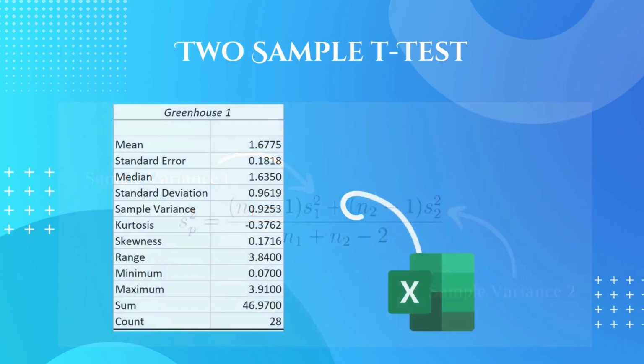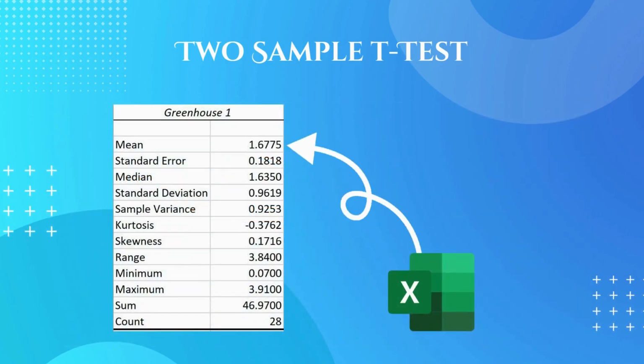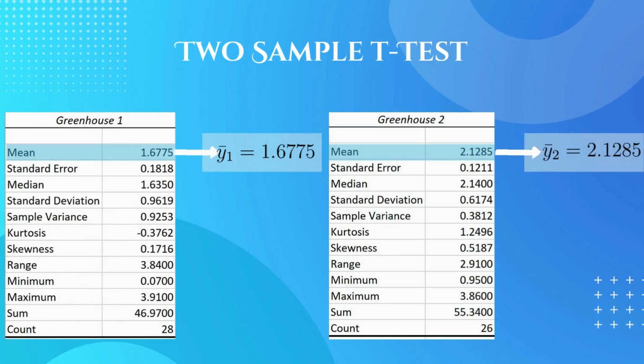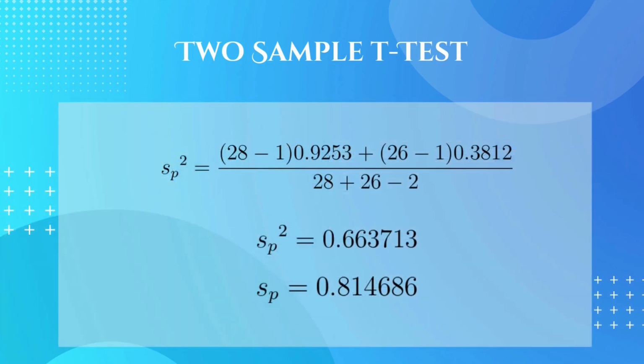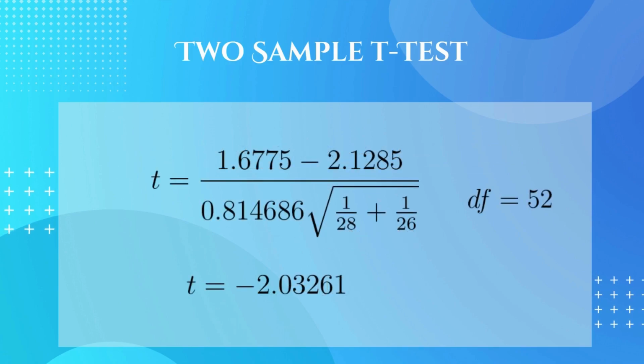To get the necessary statistics required, we can use Excel. We can find the mean weight of cucumbers for greenhouse 1, the mean weight of cucumbers for greenhouse 2, and their variances. Now we can calculate the pooled variance, which we find to be 0.663713. Then take the square root to find the pooled standard deviation. Next, we can calculate the test statistic, which we find to be negative 2.03261.